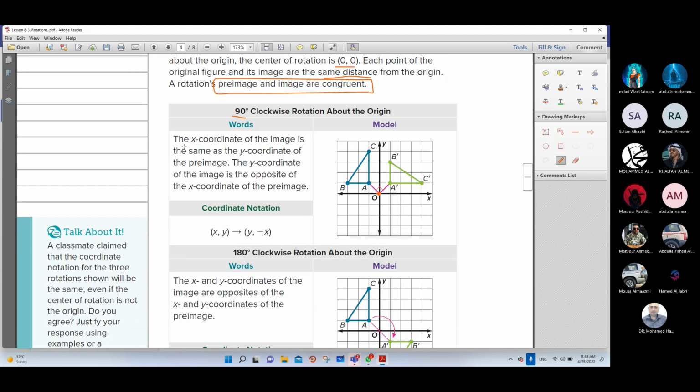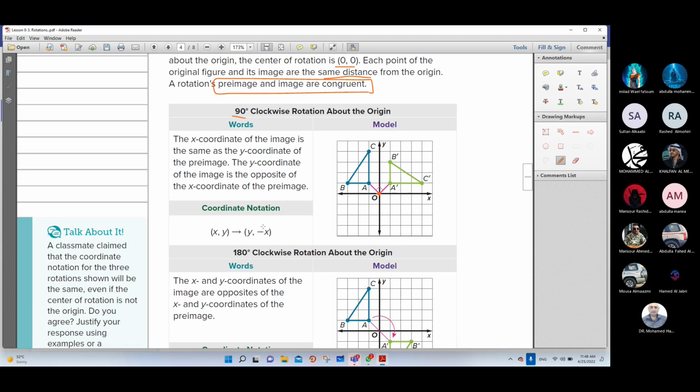So in this case, the x coordinate of the image is the same as the y coordinate of the pre-image. The y coordinate of the image is the opposite of the x coordinate of the pre-image. If you have the point (x, y), rotating about the origin 90 degrees clockwise, take the y and put it in the place of the x, and take the opposite of x and put it in the place of the y.